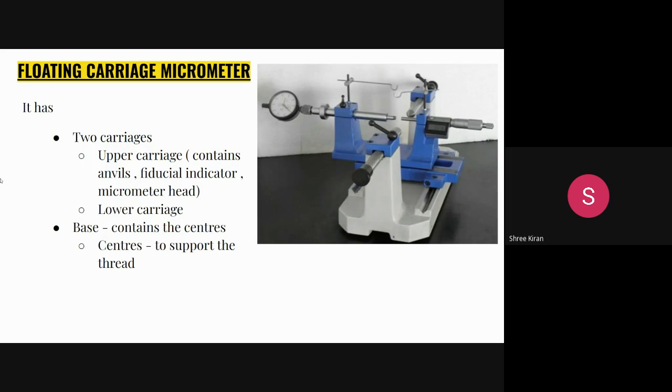So this you already know. Base means what? It contains the centers, which give support for the whole system to accommodate the workpiece, in order to do the functions and to transfer the power from the external source to the medium. The base helps the system stand with high withstandability. Then we have two carriages, the upper carriage and the lower carriage. The upper carriage mainly contains anvils, fiducial indicator, micrometer, etc.